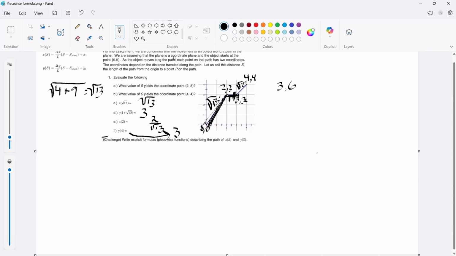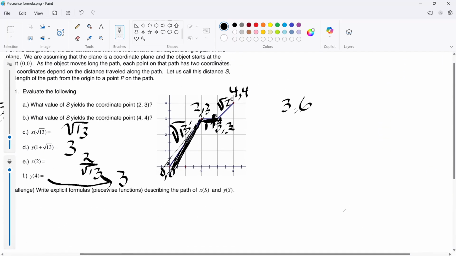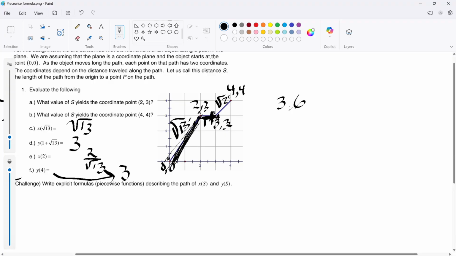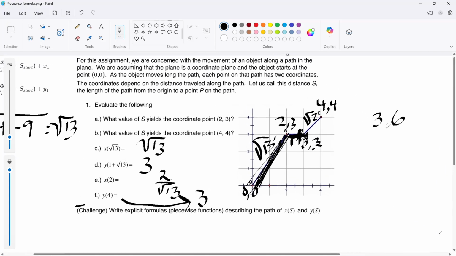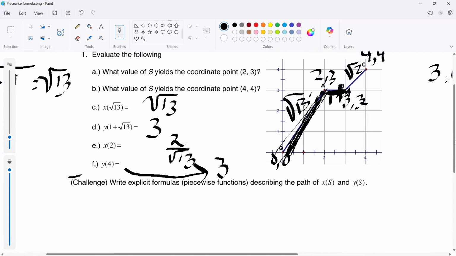Okay, now I have to set up the piecewise functions, and if I can get the domains of each segment, then I've got my answer for the value of x and value of y, and I'll show you how that works. All right, so the first segment goes from 0 less than or equal to s, and then at the end of that, I've gone square root of 13, so less than square root of 13.